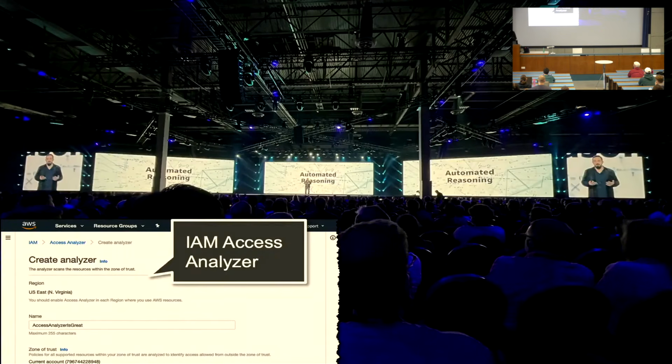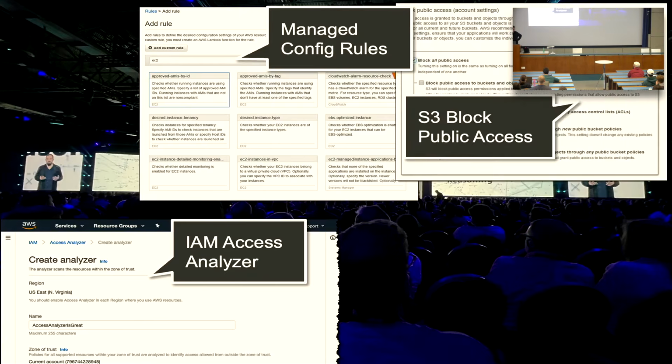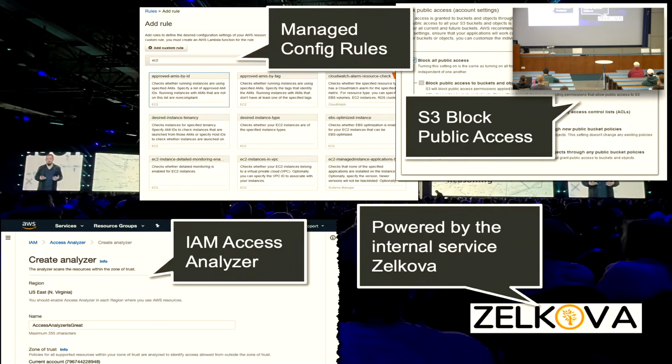So the bet that Amazon took 10 years ago was: why don't we use SMT solvers? We encode the questions like this into SMT, and then we're able to expose that to customers. This is a feature available to customers for free that they can use to understand their policies before doing deployments. We have similar capabilities in an AWS service called Managed Config, and there's also S3 Block Public Access, which is basically an adaptation of IAM Access Analyzer to S3. These are all powered by an internal thing which we call Zelkova.